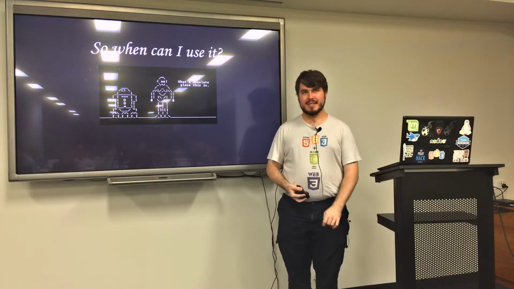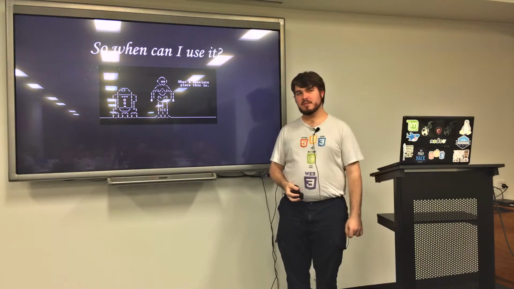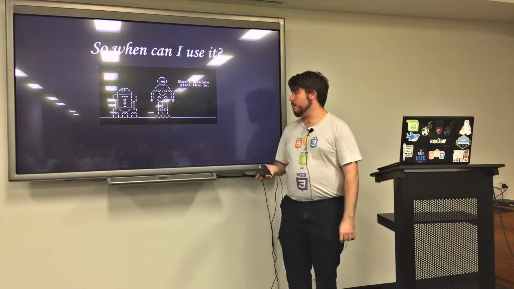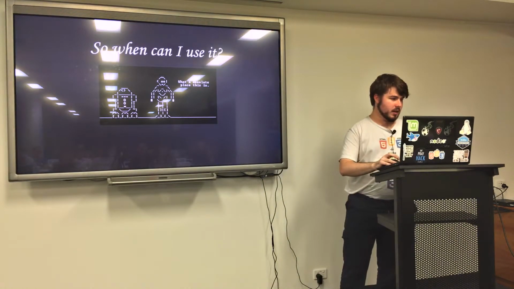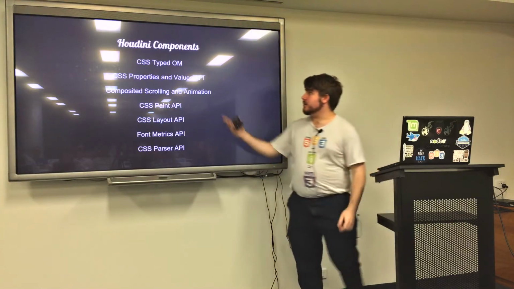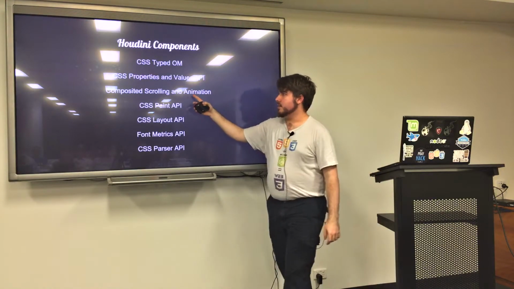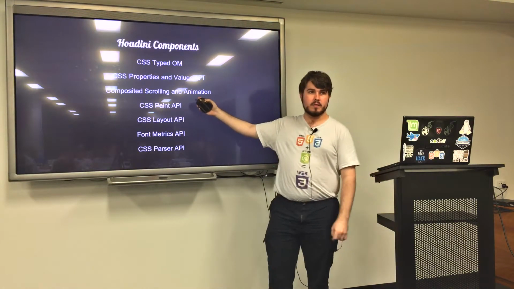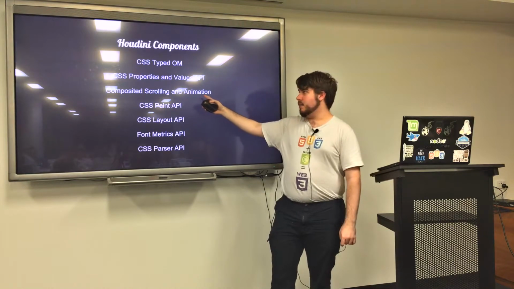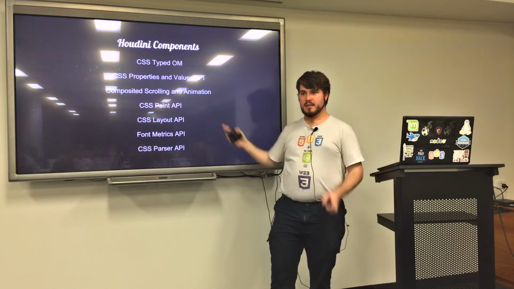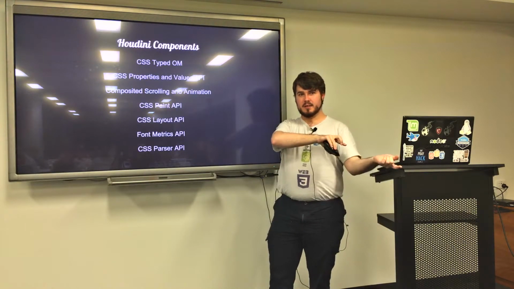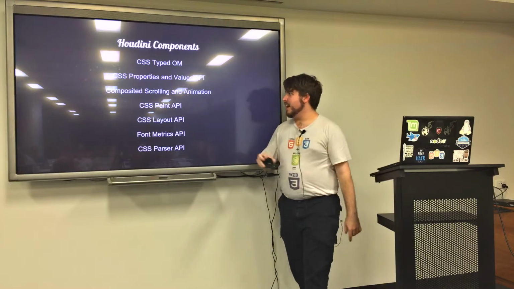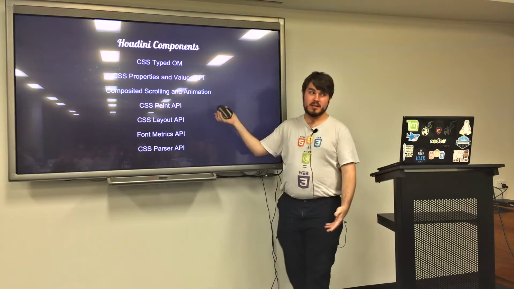So when can you use it? There are some polyfills for the first three parts of the spec that I showed. The CSS types, properties, values, and composited scrolling and animation have polyfills available on GitHub right now. They're really inefficient though, because it basically does the Houdini stuff and then passes it back to the way we're doing it currently. So it's not performant. Please do not try to use it in production. But it's there if you want to play around with it and just see what's possible.